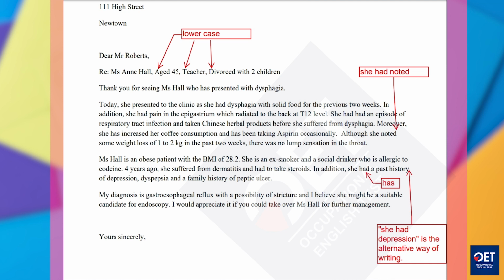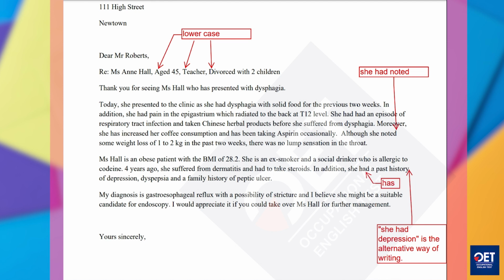She had, and so this should be she has or she had. Either you write she has had, it's wrong. Start again after T12, okay, which radiated to the back at T12 level. Then she has written she had. It should be she had an episode of respiratory tract infection, taken Chinese herbal products before she suffered from dysphagia.